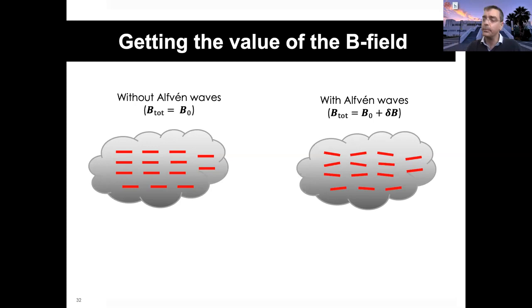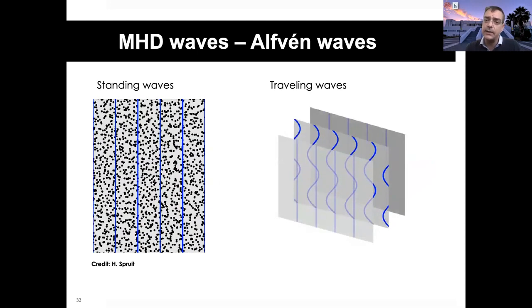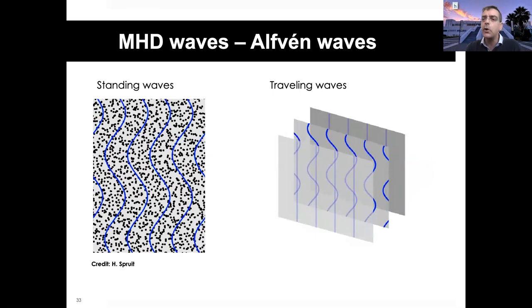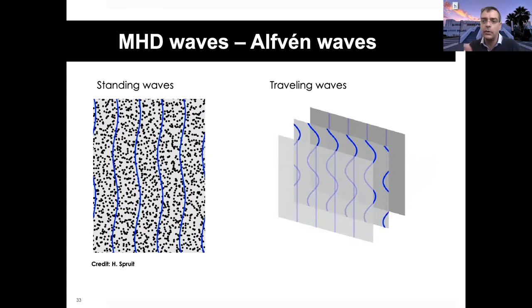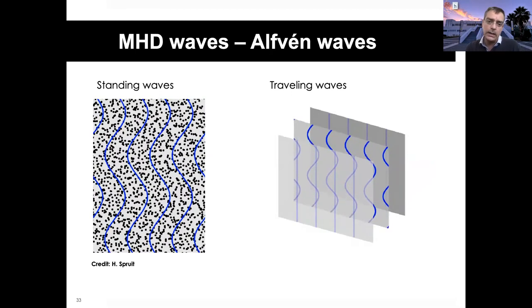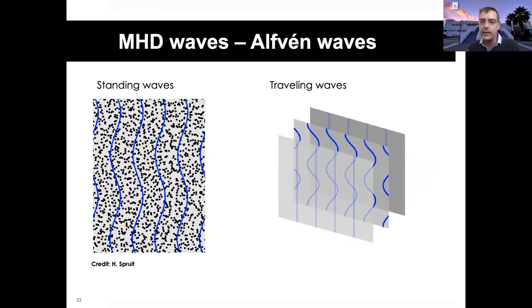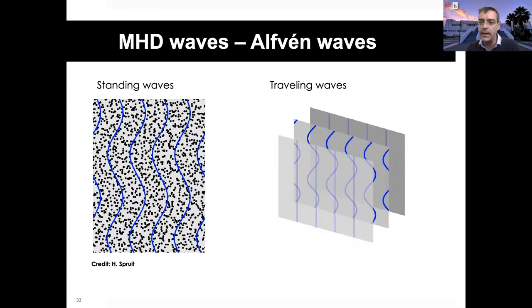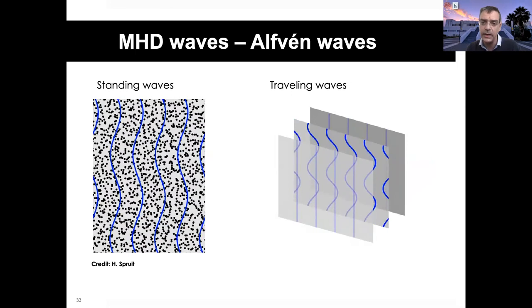And this is the idea behind the Davis-Chandrasekhar-Fermi method. I'll call this DCF for short. The DCF method assumes that what perturbs the magnetic field is Alfvén waves. Alfvén waves are incompressible transverse oscillations of the magnetic field lines, similar to oscillations of guitar strings, right? In the first animation here on the left, you see a standing Alfvén wave, and in the second animation on the right, you see a traveling Alfvén wave propagating parallel to the field orientation, the mean field.